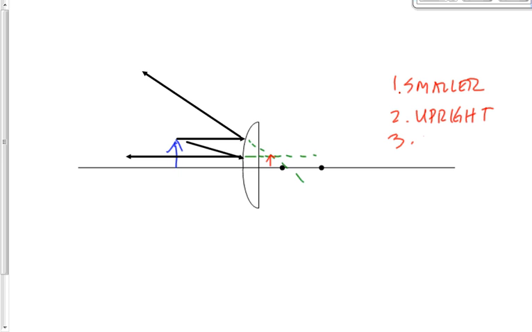It's virtual. How do you know it's virtual? I'm sorry? Good. Solid lines don't cross, which means dotted lines do cross. Okay, ultimately, that means that we could not project it onto a screen.